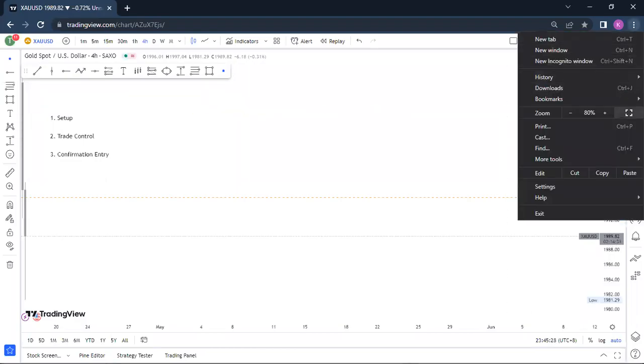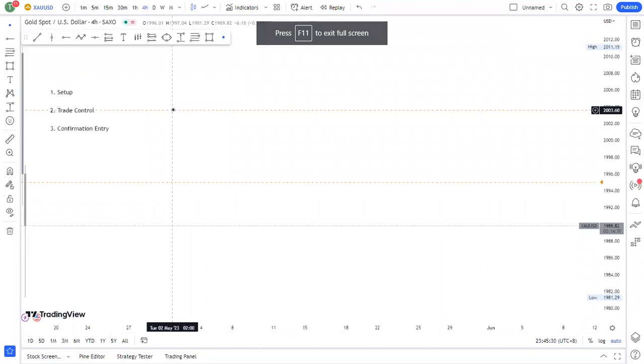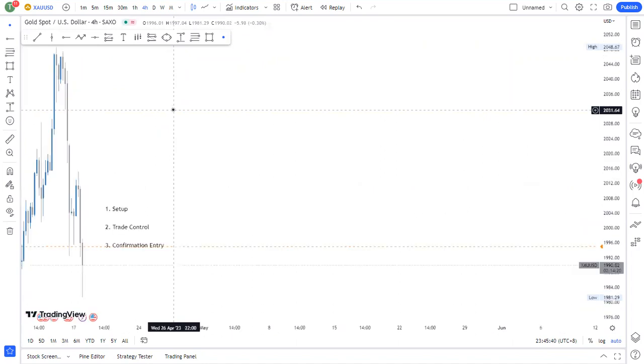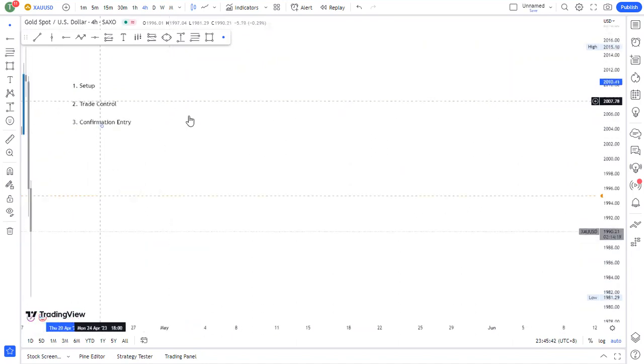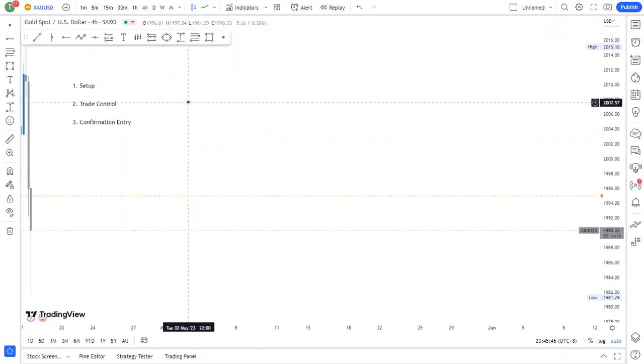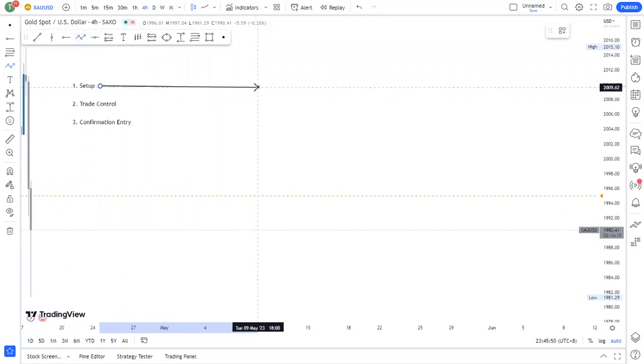So the topic that we are going to talk about today is setup, trade control, and confirmation entry. With these three topics, you will be able to trade by yourself. Before we start, this is our topic, and let's go for the first one, which is setup.